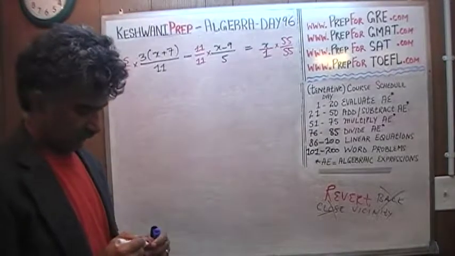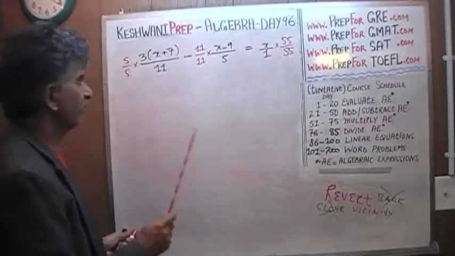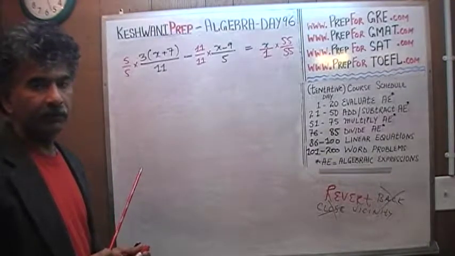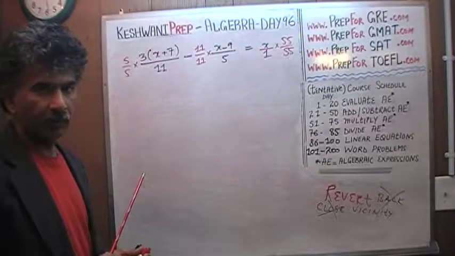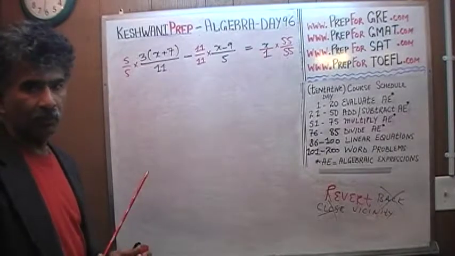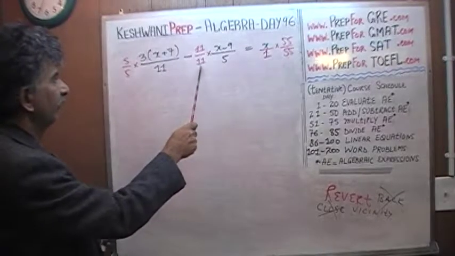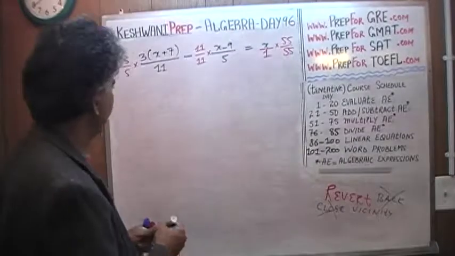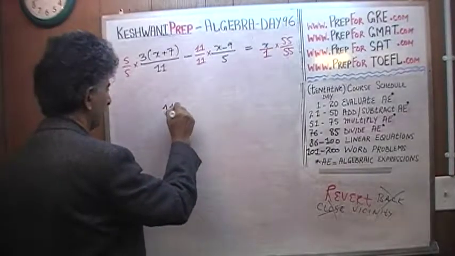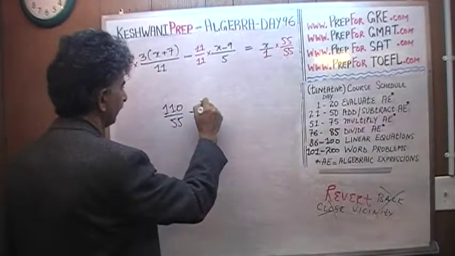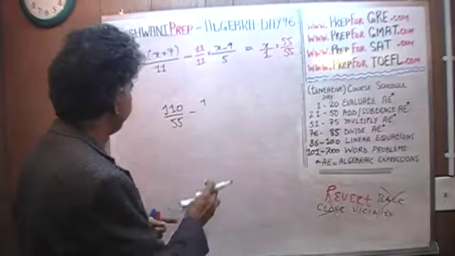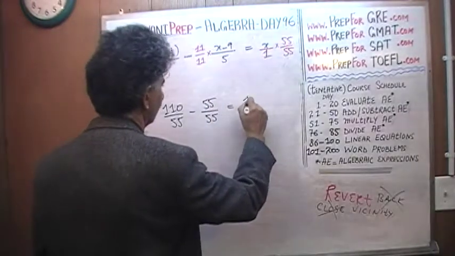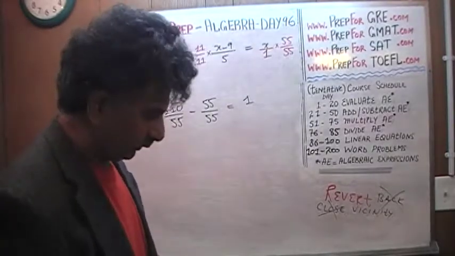There you go. Now, since the denominator of 55 appears in every single term throughout the entire equation, we have the liberty, we have the luxury, we have a choice of ignoring it. It plays no role. 5 times 11 is 55, 11 times 5 is 55, and 1 times 55 is 55. 55 appears throughout. For example, if someone tells you 110 over 55 minus 55 over 55 equals 1, would you agree? First of all, would you agree to it?